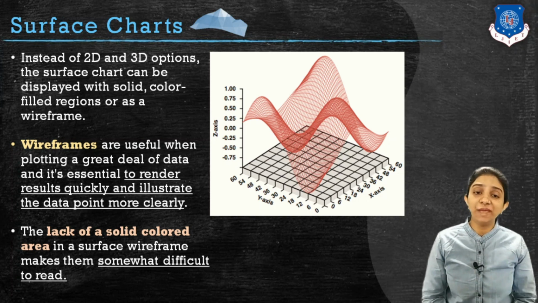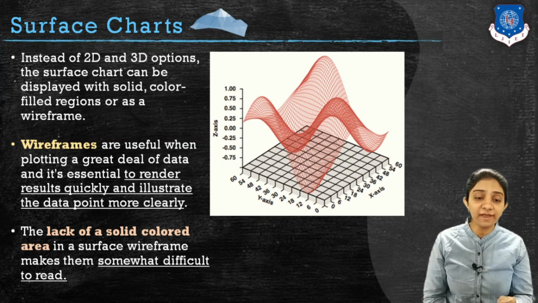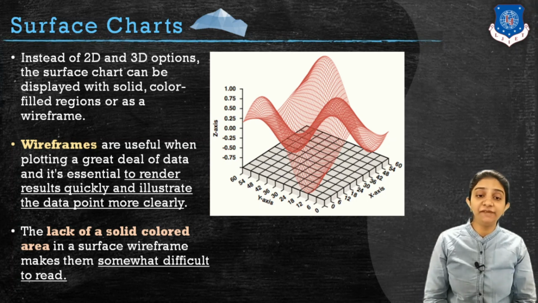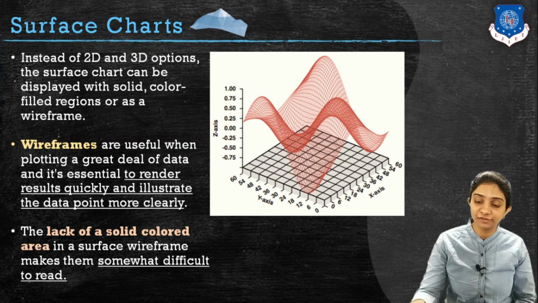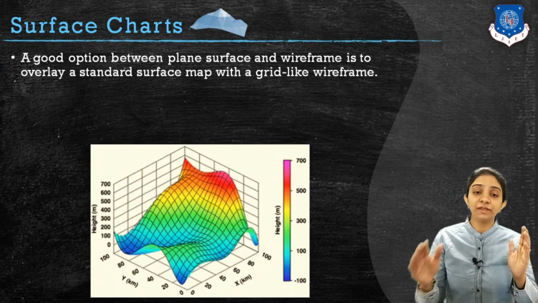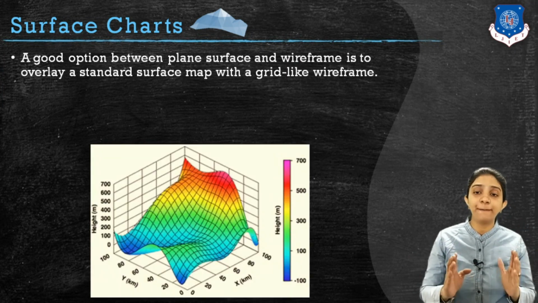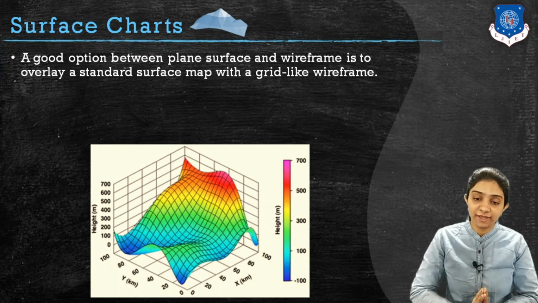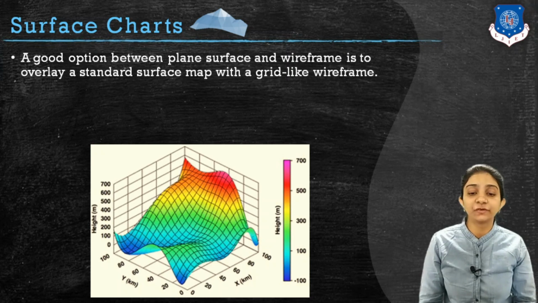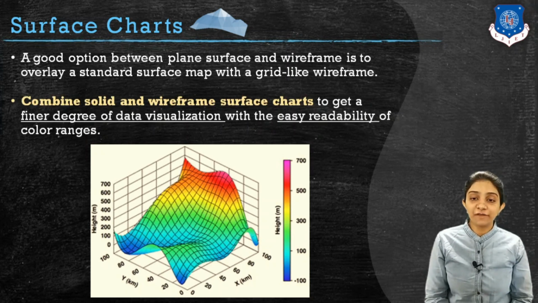The disadvantage of a basic solid surface chart is that it takes so much time to be displayed or rendered. On the other hand, wireframes are rendered very quickly, but it is difficult to read a data point in a wireframe. So in the next option, we combine the plane surface with a wireframe. In this approach, the standard surface map is combined with a wireframe, so along with the colors, the wireframe denotes the flow of the surface. Combining the solid surface chart with the wireframe surface chart gives us the best data visualization, with ease of readability and color ranging.